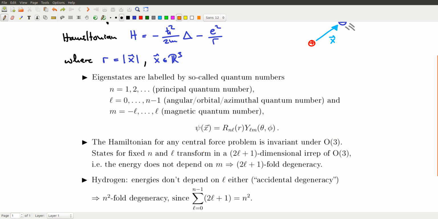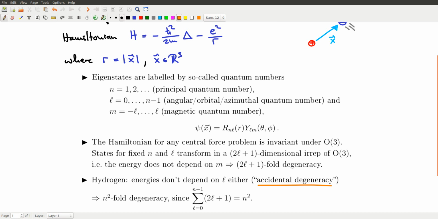But now we can let this L run from 0 to n minus 1, fix n, and you get the same energies, the same eigenvalues, for all these values of L. And that sums to n squared. So you have an n squared fold degeneracy for fixed n, instead of a 2L plus 1 fold degeneracy for fixed n and L. And that's more than expected. So this is an example of such an accidental degeneracy, which we didn't expect by just looking at the symmetry.